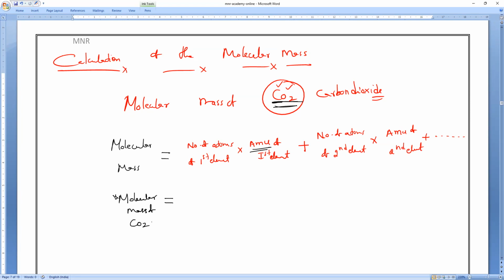So let us discuss it. Molecular mass of CO2. What is the number of atoms of the first element? Carbon, how many are there? We already learned the formula. Carbon, how many are there? Everybody, one. Number of carbon atoms, how many, guys? One only. Right or wrong? Yes, sir.